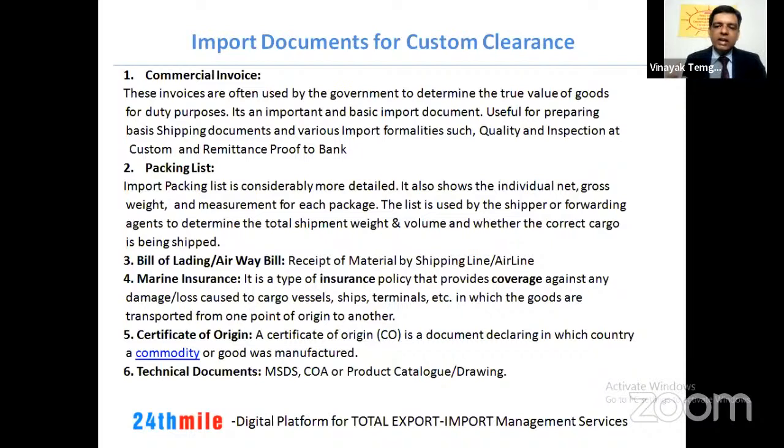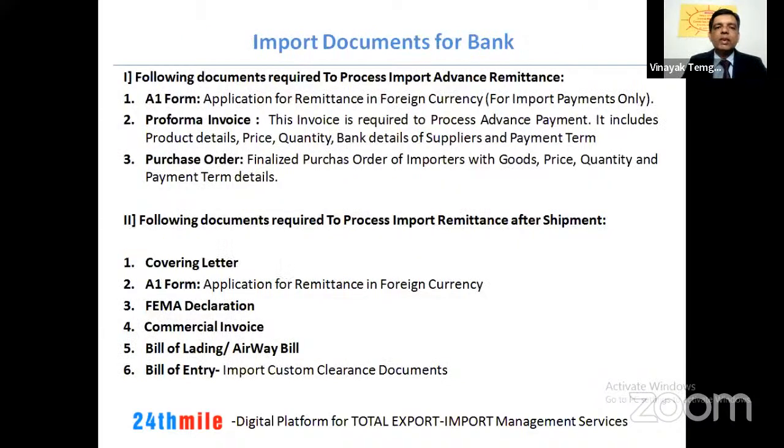We have to check whether it is hazardous or non-hazardous, and whether it is violating our drug policy. For that, an MSDS, Material Safety Data Sheet, is required in the case of chemicals. In the case of engineering goods, a product catalog is required to verify whether it is as per the imported invoice or not. So that has to be verified. A drawing is also required. So technical documents are very important when doing import clearance.